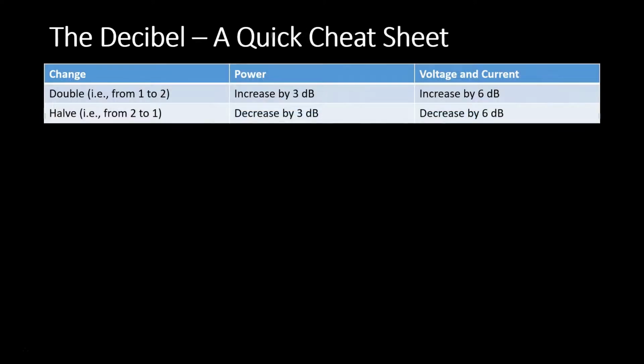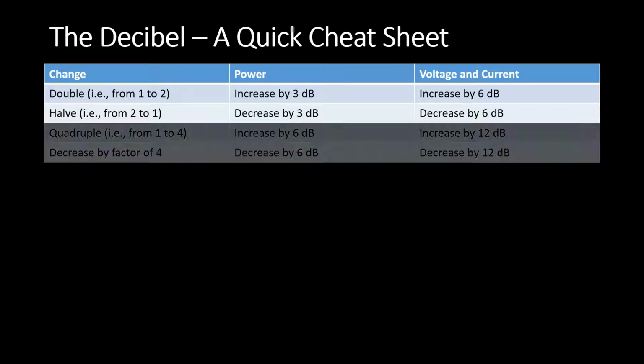So here's a quick cheat sheet. If you don't want to memorize or have those equations with you all the time, simply remember that when you double, going for example from 1 to 2, you increase by 3 decibels if it's power, or 6 decibels if it's voltage and current. And to cut something in half, in this case going from 2 to 1, it's a decrease of 3 decibels for power and 6 for voltage and current.